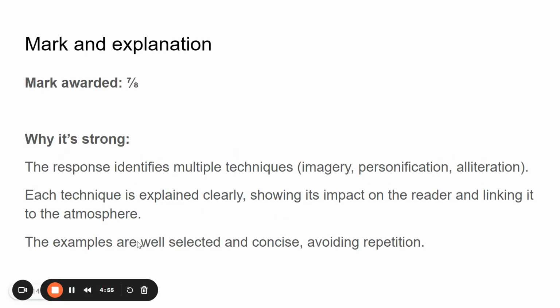So, what mark did this get? This answer was awarded 7 out of 8. Why it's strong. The response identifies multiple techniques: imagery, personification, and alliteration. Each technique is explained clearly, showing its impact on the reader and linking it to the atmosphere. The examples are well selected and concise, avoiding repetition.